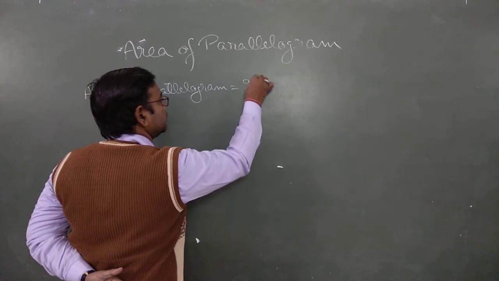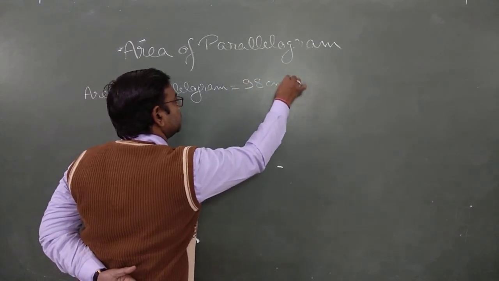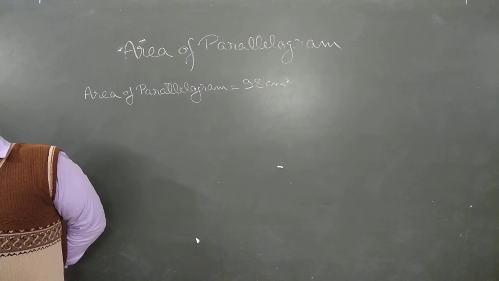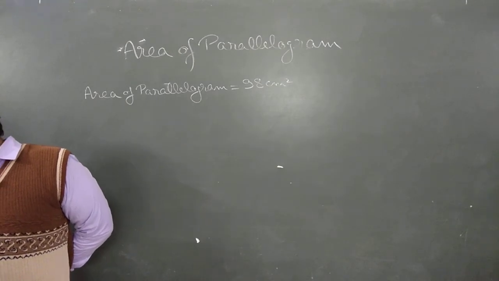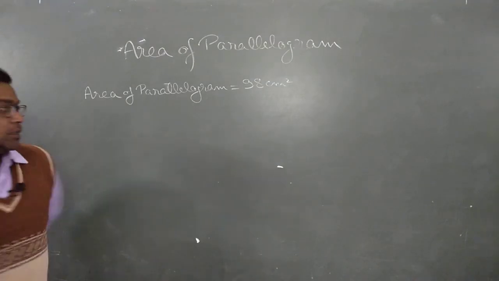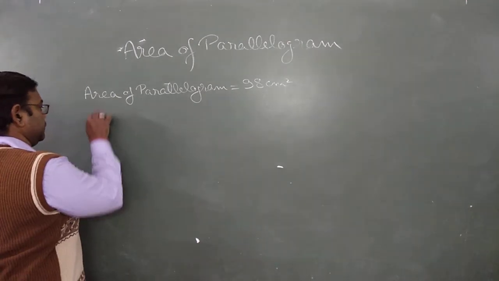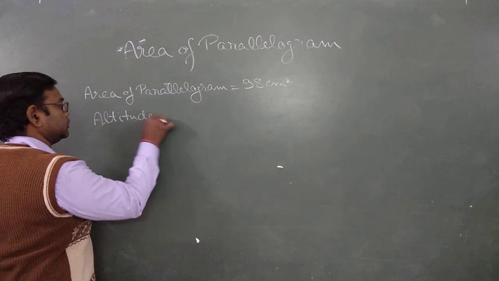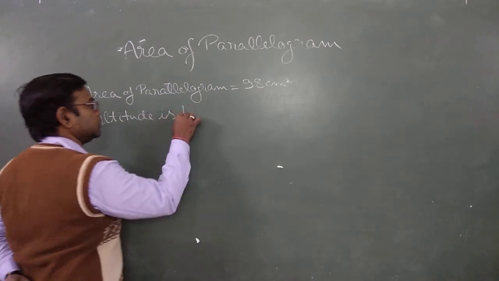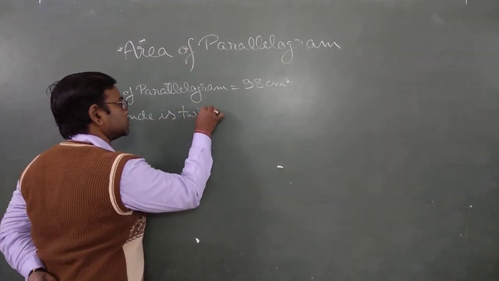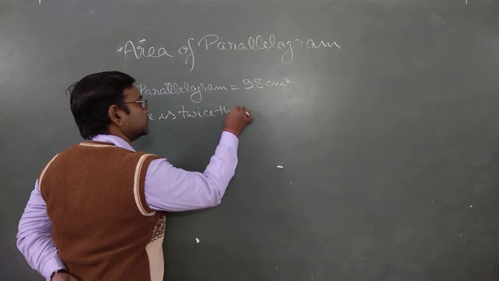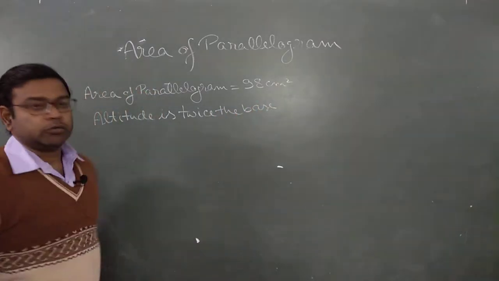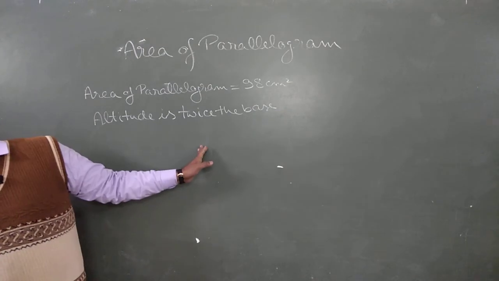Equals to 98 centimeters square. This is the area of parallelogram. And height is twice the corresponding base. It is given that altitude is twice the base. Clear? Twice the base. This one is also given.